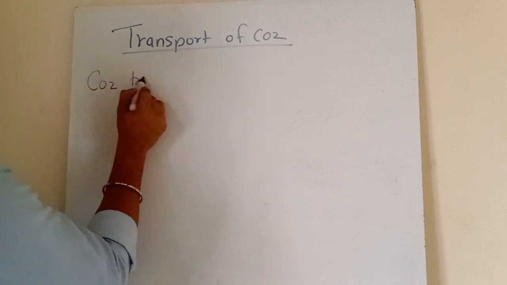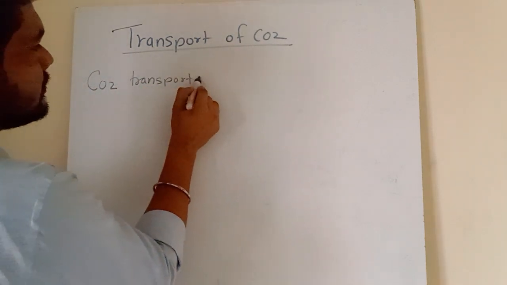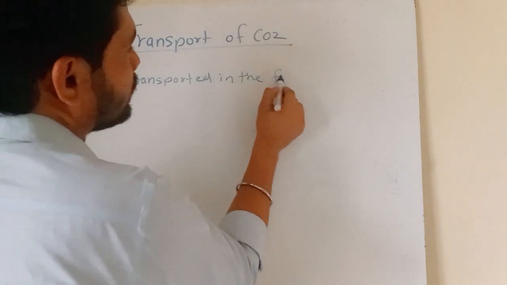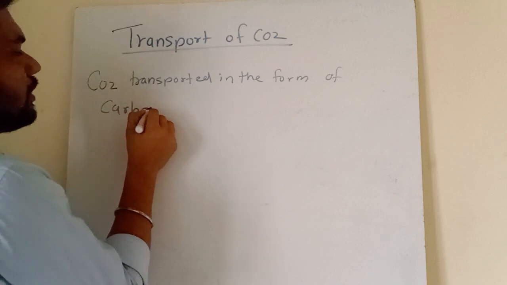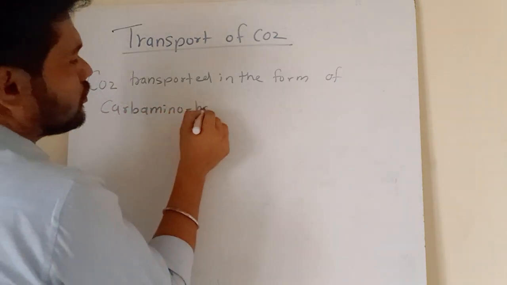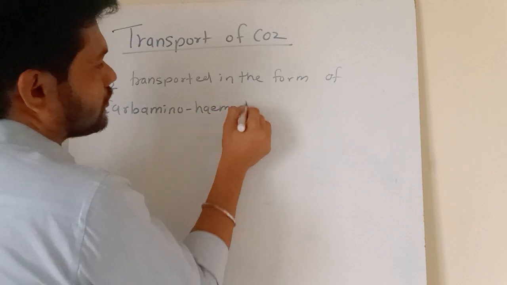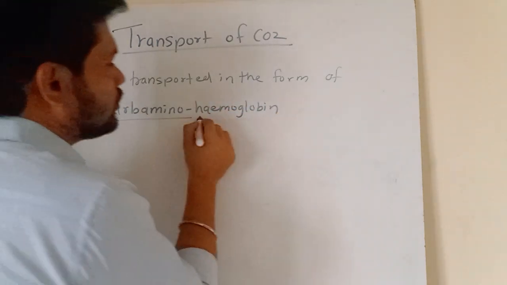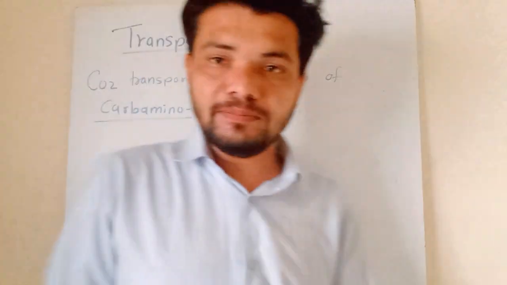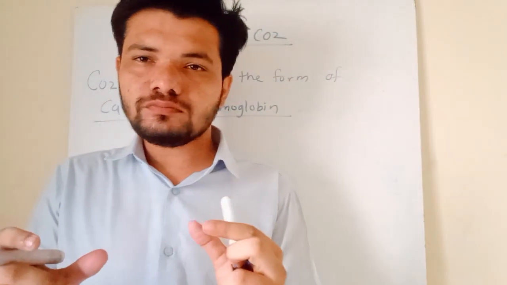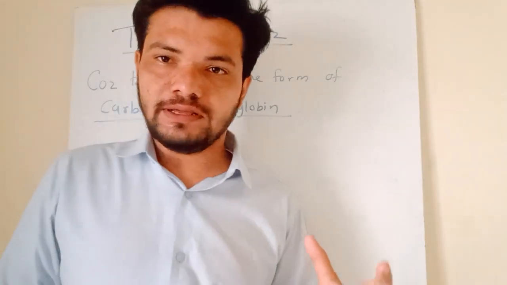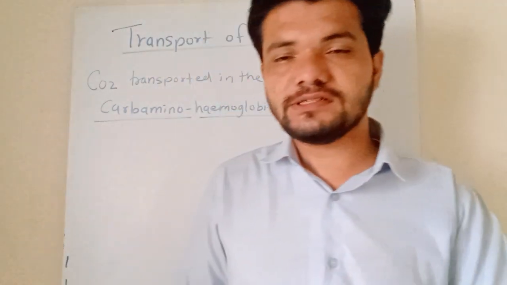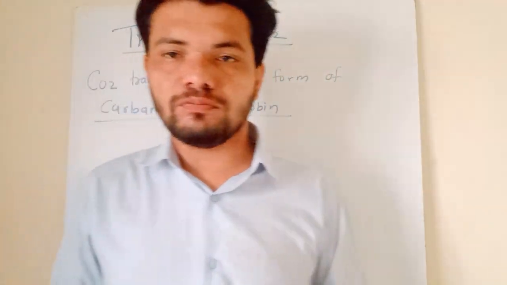So friends, CO2 is transported in the form of carbaminohemoglobin. The hemoglobin which is present in the RBC, the CO2 will bind to hemoglobin and it will form carbaminohemoglobin there. So we all know that 20 to 25% of CO2 is transported in this form.